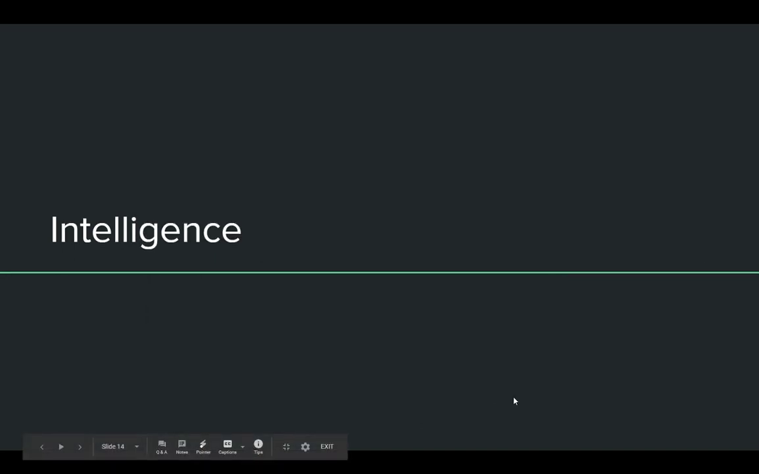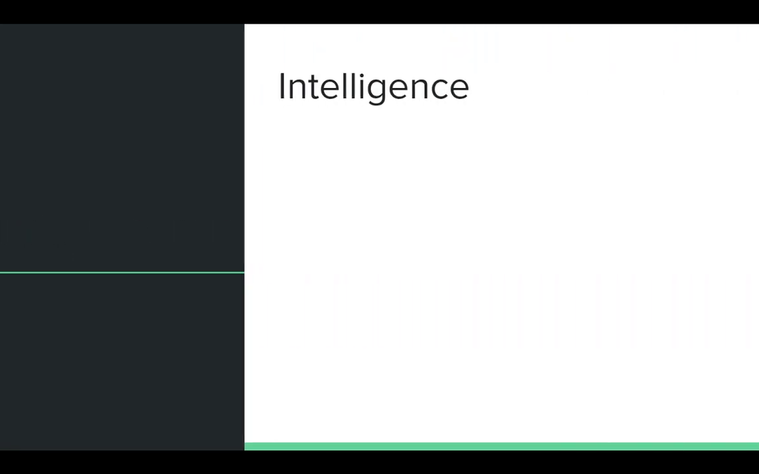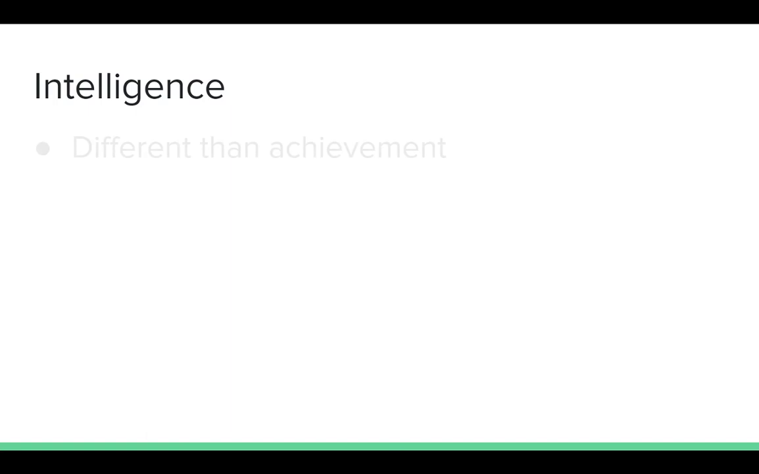This is the third video in our middle childhood cognitive development section. Now we're going to talk about intelligence. Intelligence is different than achievement. Intelligence is something that's really hard to define, but we need to understand that there's a difference here.